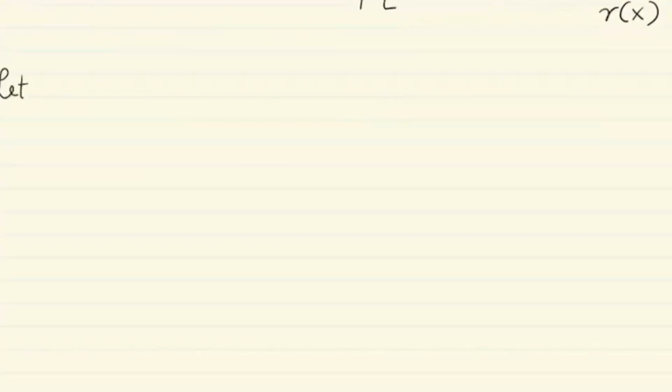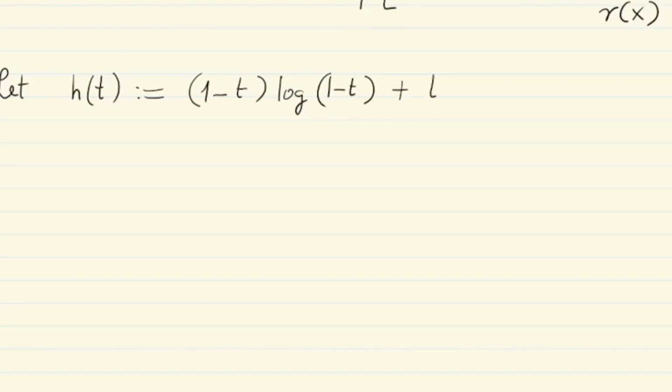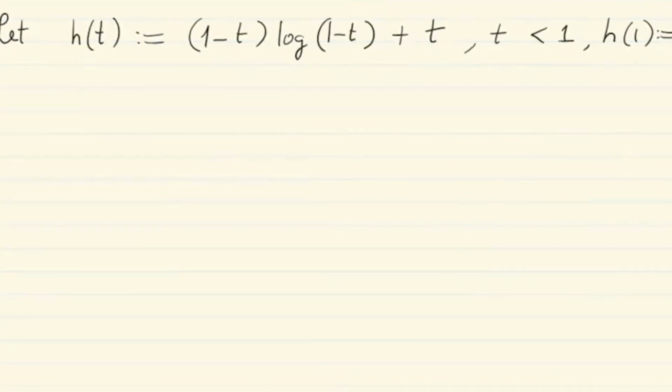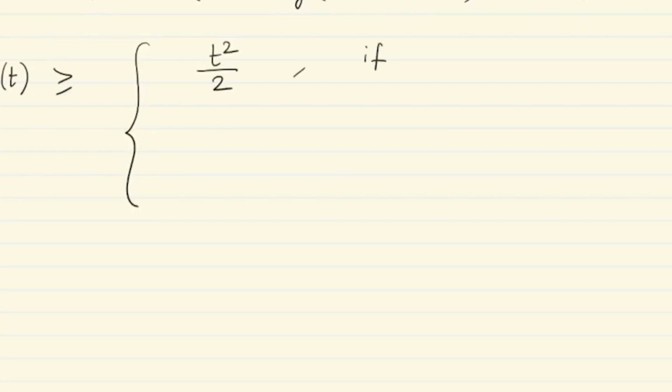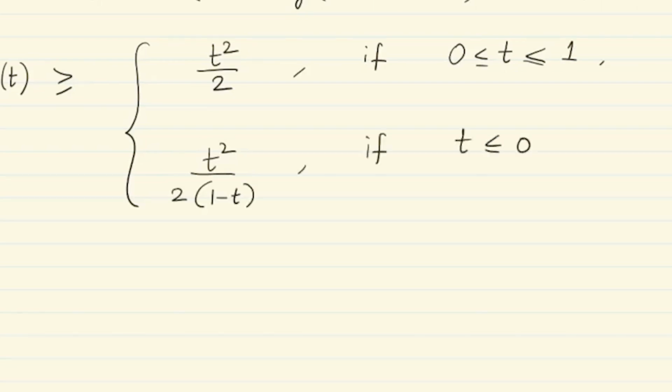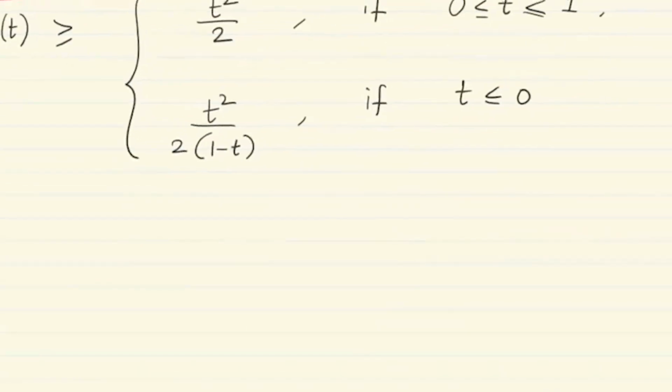and let h(t) denote the function (1 minus t) log(1 minus t) plus t for t less than 1, and h(1) is defined to be 1. So this is the familiar h function that we have seen before while analyzing the tail of the Poisson distribution, which is connected intimately to moment generating functions of the Poisson random variable. One can prove this easy inequality that says that h(t) is lower bounded by t squared by 2 if t lies between 0 and 1, and t squared by 2(1 minus t) if t is negative. So this is something that you can easily check. Okay, and these bounds will come in very handy.